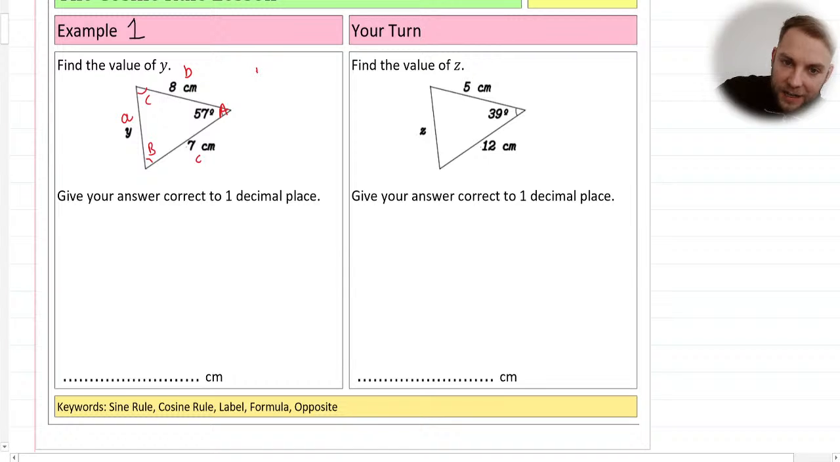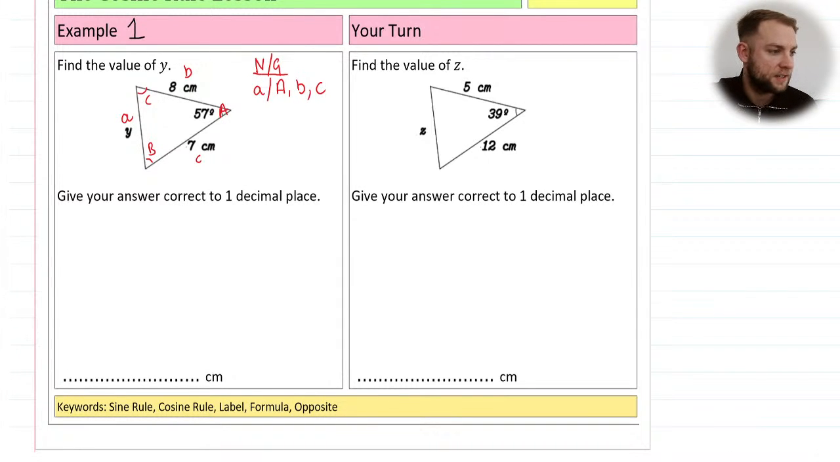And then on the side, I'm going to do my need/got list. So in this case, I need little a. And I've got capital A, I've got little b, and I've got little c. They're the things that I've got.